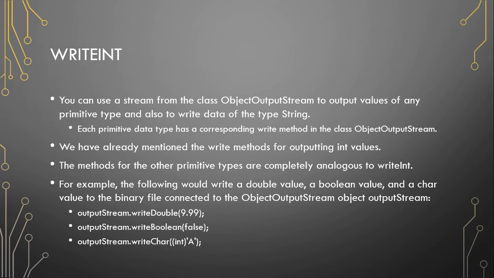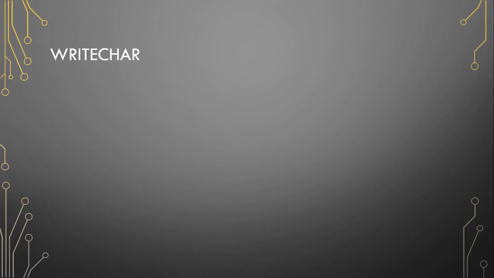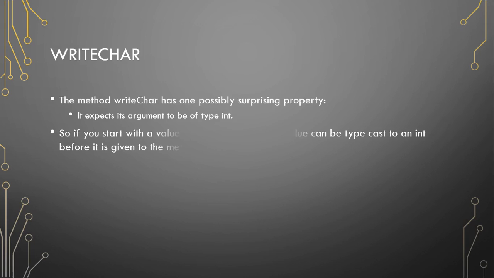So we have outputStream.writeDouble(9.99), outputStream.writeBoolean(false), and outputStream.writeChar((int)'a'). All of those technically function the same. Now let's take a moment and look at writeChar, because writeChar is slightly different than those other primitive types. The method writeChar has only one possibly surprising property. If you remember, its argument is of type int.